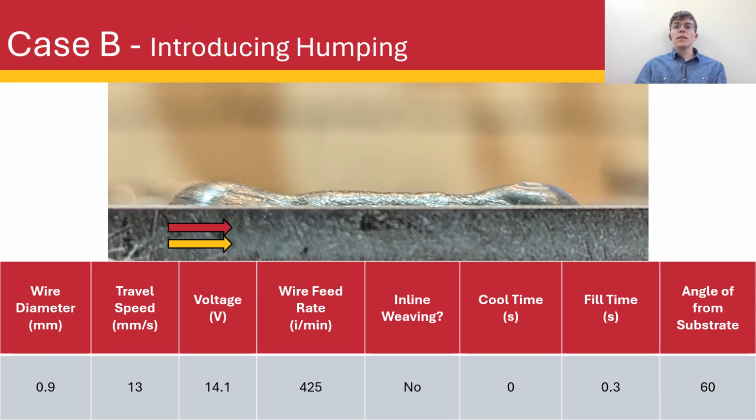On to case B, and you'll notice the only parameter to change is the travel speed, raising from 7 to 13 millimeters per second. As you can see within the picture, this case contains many common effects of humping, having several peaks and valleys, as well as highly inconsistent height throughout the track path.